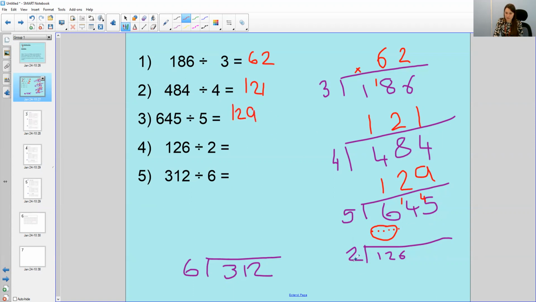Okay, dividing by 2. How many 2s go into 1? We can't do that, regroup. How many 2s into 12 is 6, and how many 2s in 6 is 3. So we have our answer 63.